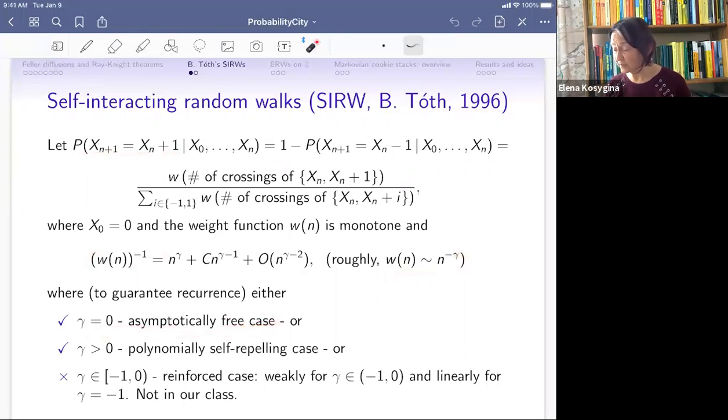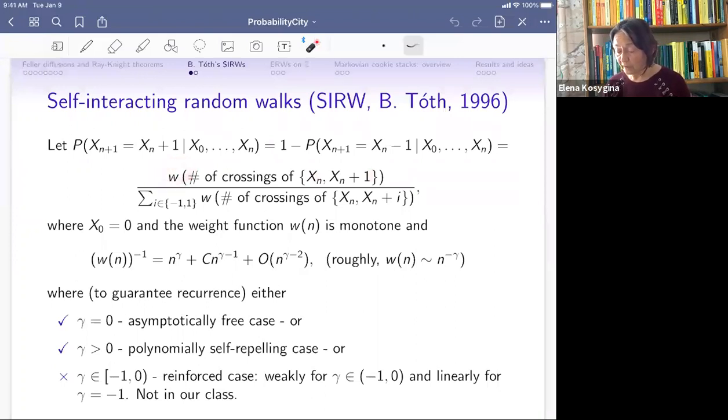it converges to a constant and then goes to infinity. So it's called asymptotically free case. And when gamma is positive, it will be referred to as polynomially self-repelling case. So given a weight function, we define the probability to jump to the right, given all the past of the walk. So it's highly non-Markovian. The weight function is evaluated at the number of crossings of the edge xn, xn plus 1, crossings both ways, from xn to xn plus 1 and from xn plus 1 to xn, divided by the number of crossings of xn, xn plus 1, and xn, xn minus 1. Right? This is a reinforcement structure.